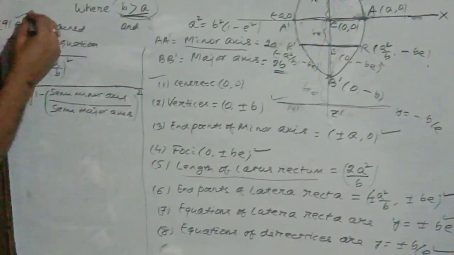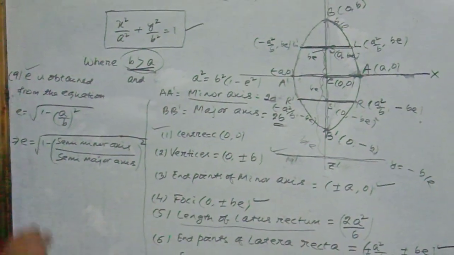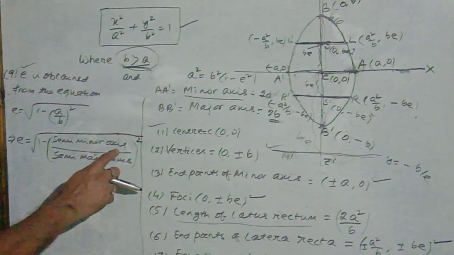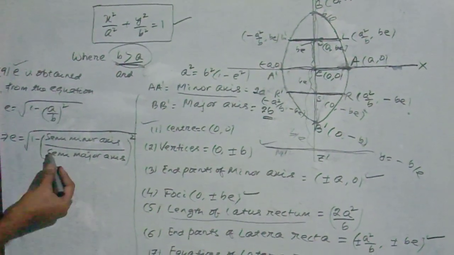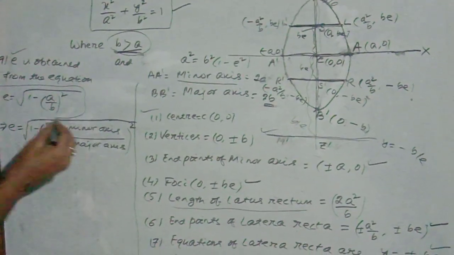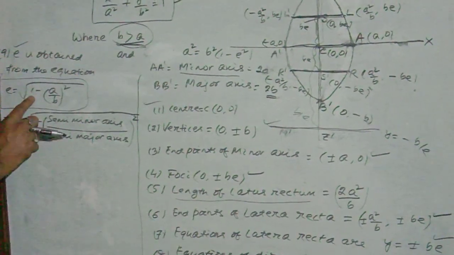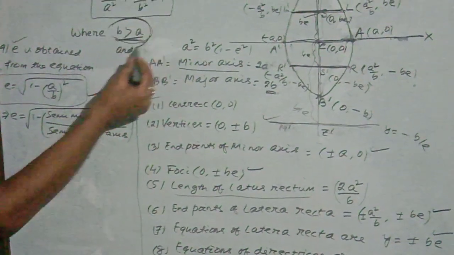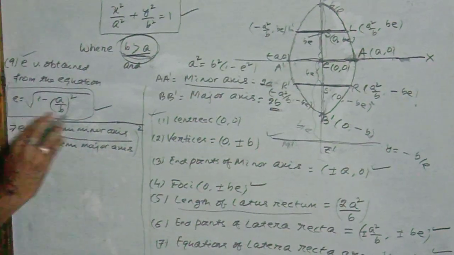Lastly, eccentricity is always obtained from the equation. We know that eccentricity is given by the square root of 1 minus the semi-minor axis by the semi-major axis whole square. Here the semi-minor axis is a, the semi-major axis is b. So e is equal to the square root of 1 minus a by b whole square. So in this case, when b is greater than a, you have to remember all these 9 points. That's all.